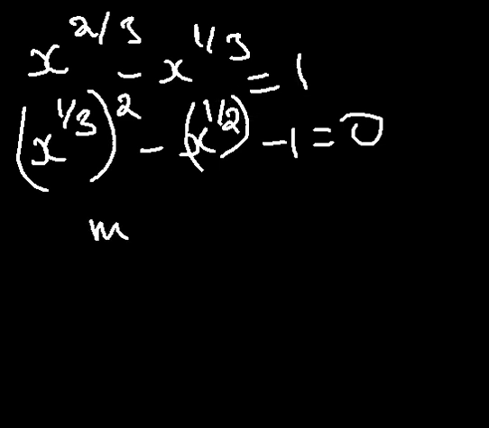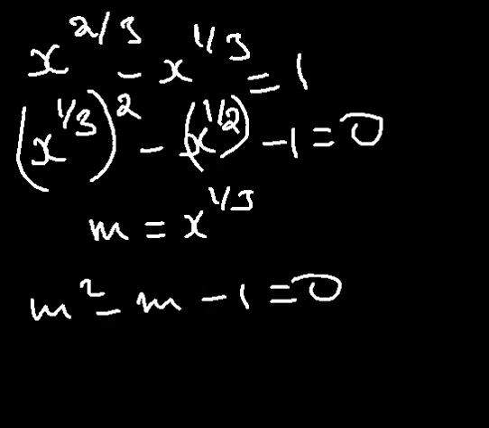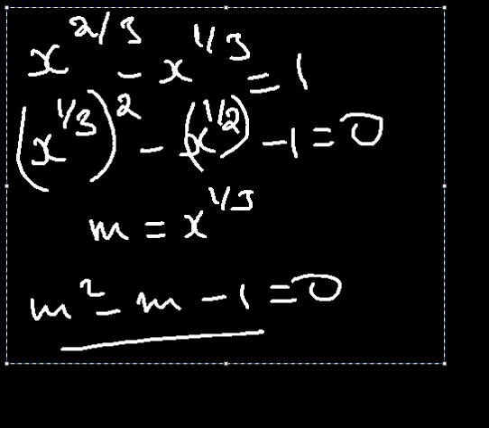So we should let x to the power 1 over 3 be m. So we have m squared minus m minus 1 is equal to 0. Now try to solve for m in the same way as we did before. Of course you're going to use the quadratic formula there. It will work.